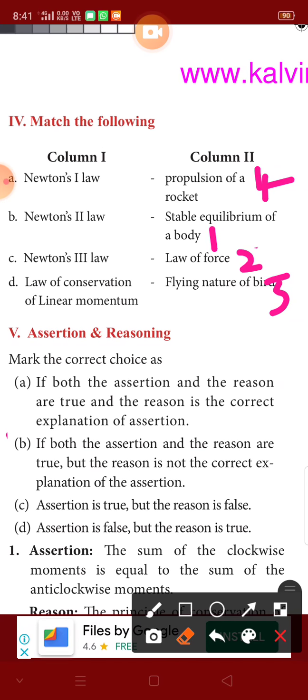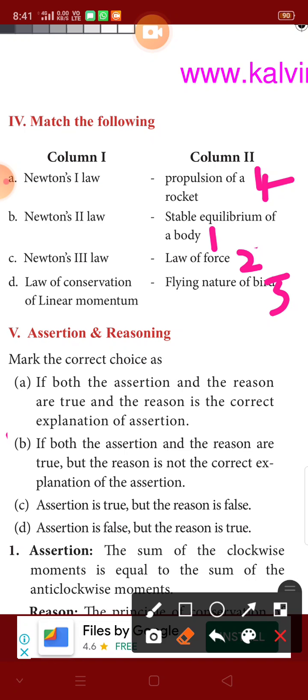Next one, match the following, column 1, column 2. Newton's first law, the answer is stable equilibrium of a body. Newton's second law is also called the law of force. Newton's third law explains the flying nature of a bird.